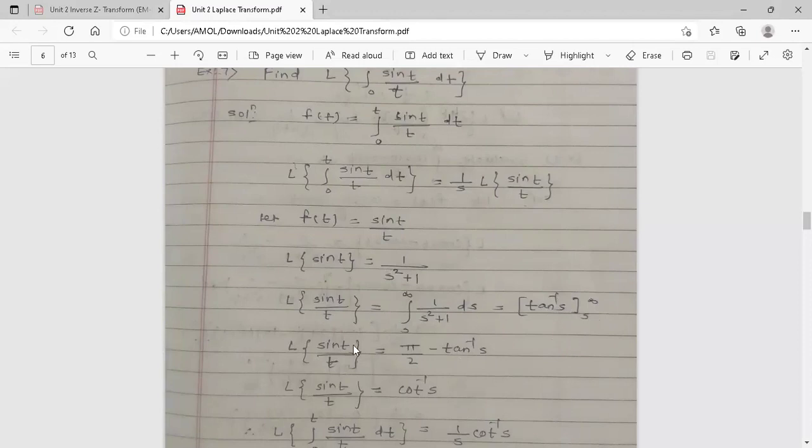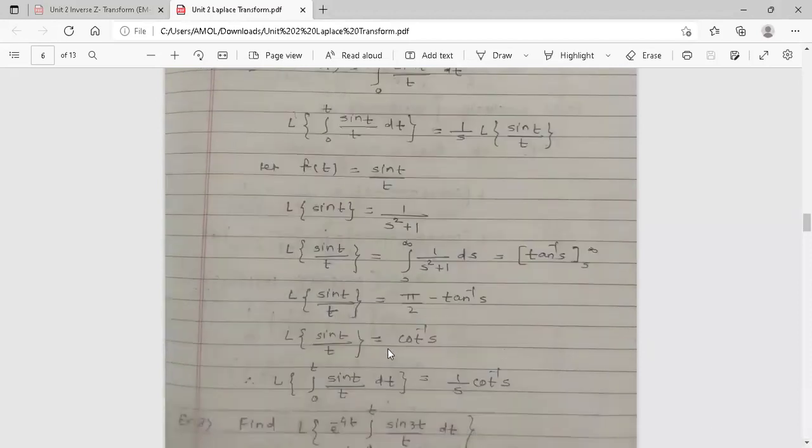To solve this integration, here we are using the formula of ds upon s square plus a square, and its integration is 1 upon a into tan inverse s by a. But the value of a is here 1. So 1 upon a, a is 1, so 1 upon 1, into tan inverse s upon a. A is 1, so it is tan inverse s only. Remember it. So Laplace of sin t upon t is equal to pi by 2 minus tan inverse s. This is the Laplace transform of sin t upon t. And pi by 2 minus tan inverse s means cot inverse s.